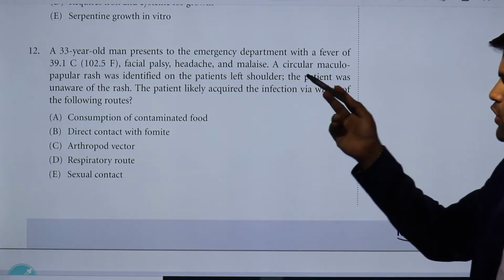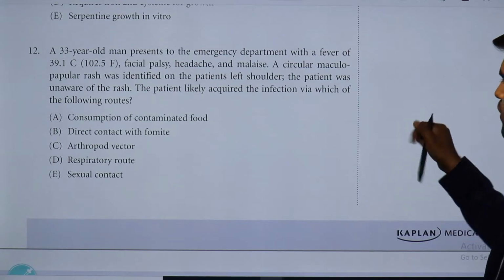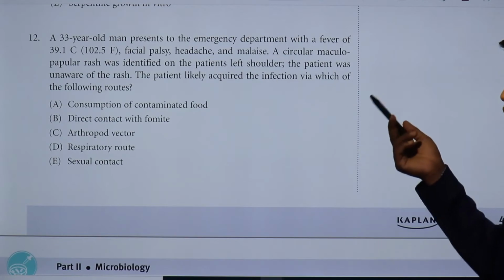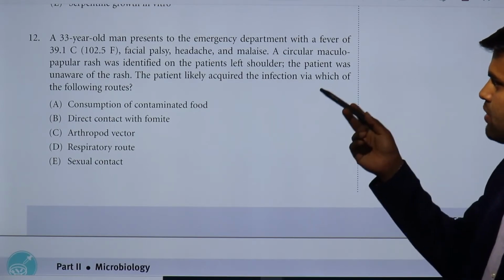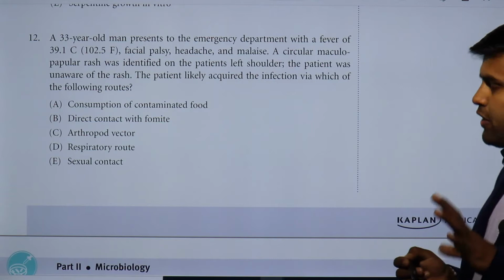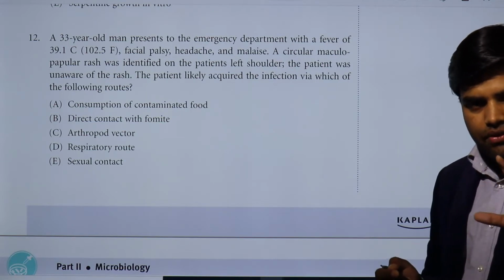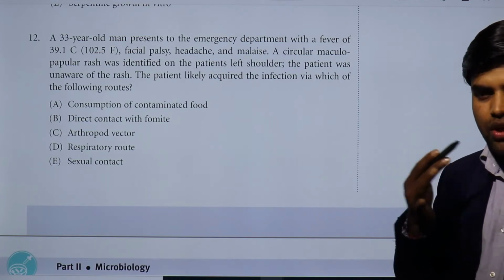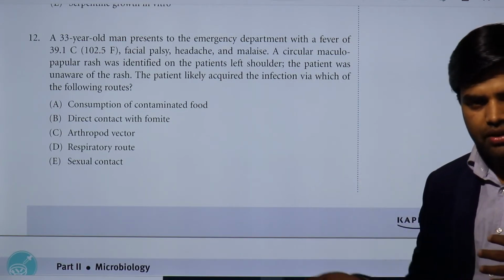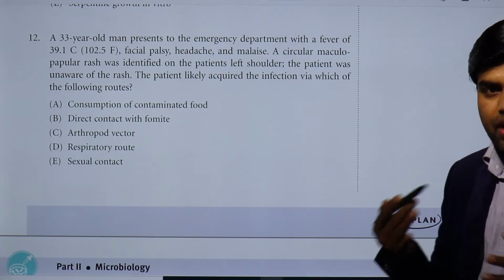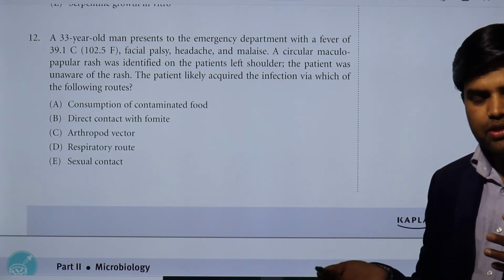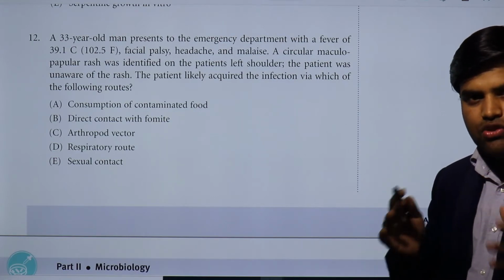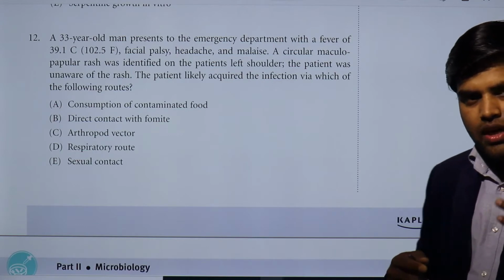A 33-year-old man presents to the emergency department with fever of 102.5 degrees Fahrenheit, facial palsy, headache and malaise. So they are talking about an infection that leads to fever as well as facial palsy. Normally facial palsy is due to viral infection. Also there are some bacterial infections that cause facial palsy, like Lyme disease, which is caused by Borrelia burgdorferi, and the organism is transmitted by the vector known as the Ixodes tick.